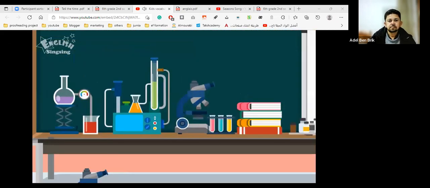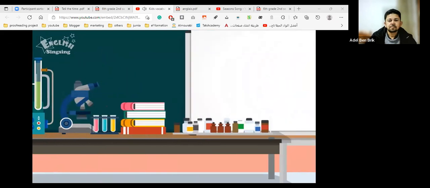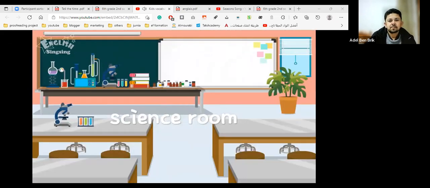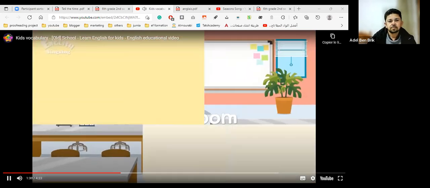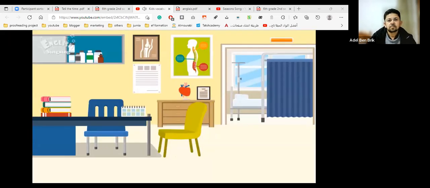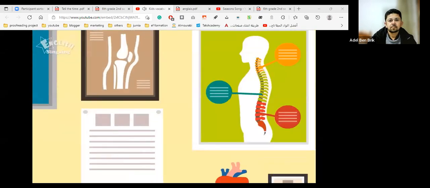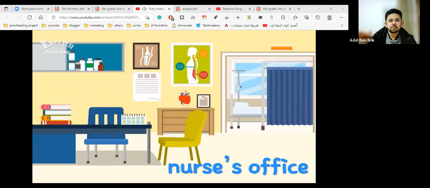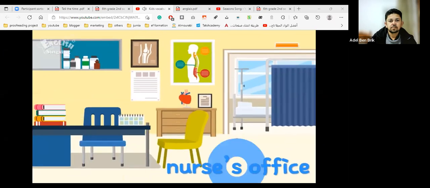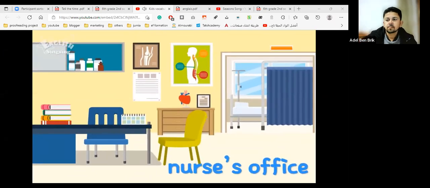We have science class in the science room. Science room. When you feel sick, you can rest in the nurse's office. Nurse's office.